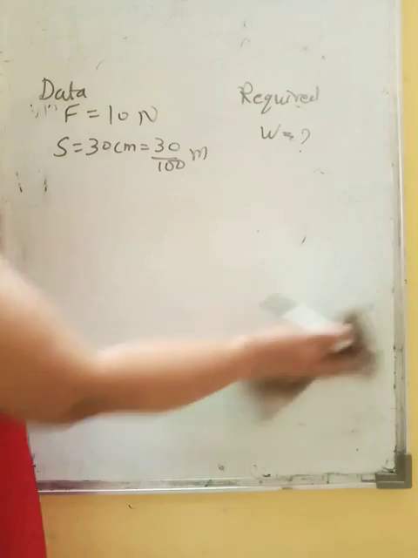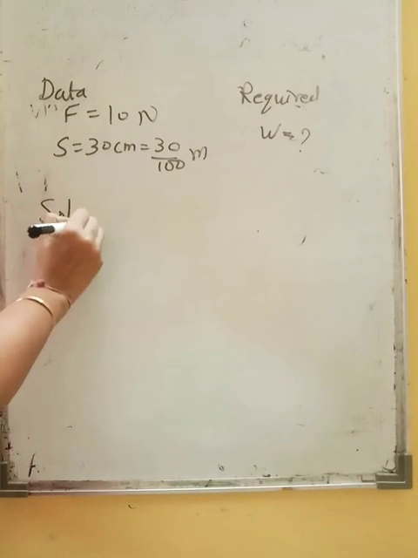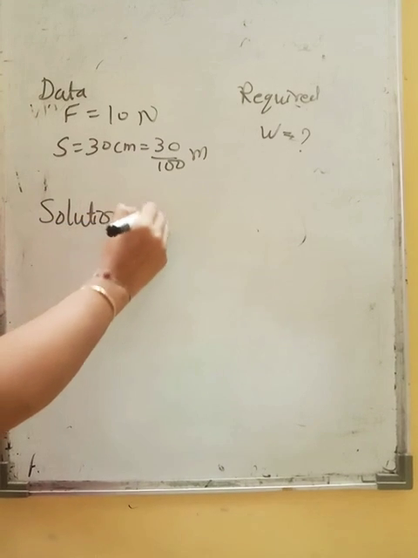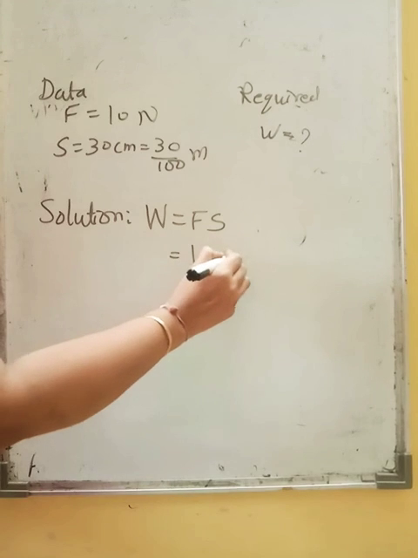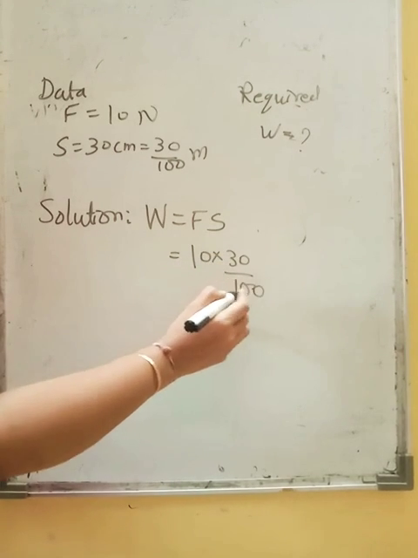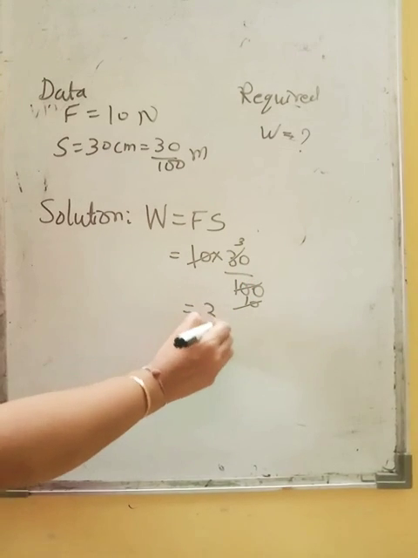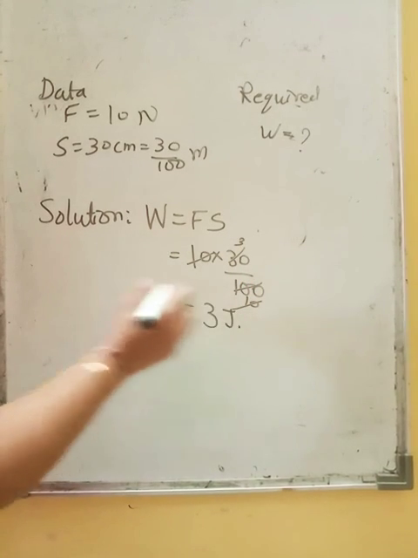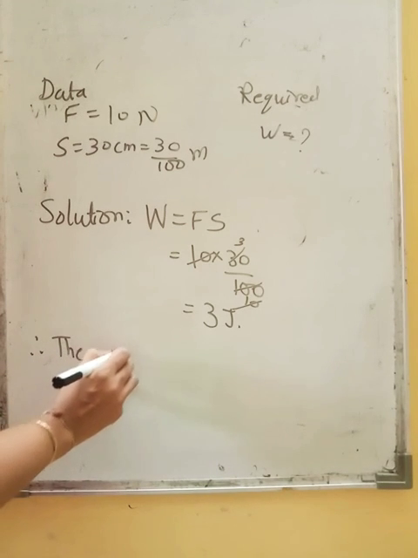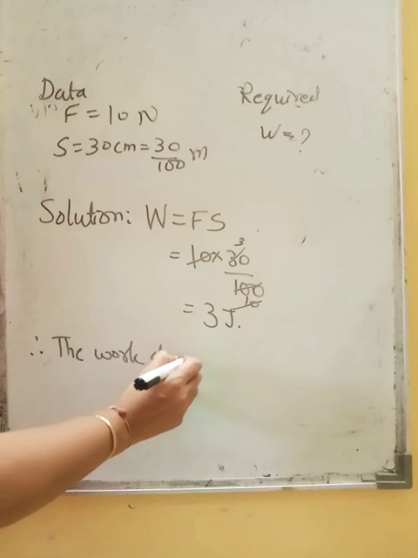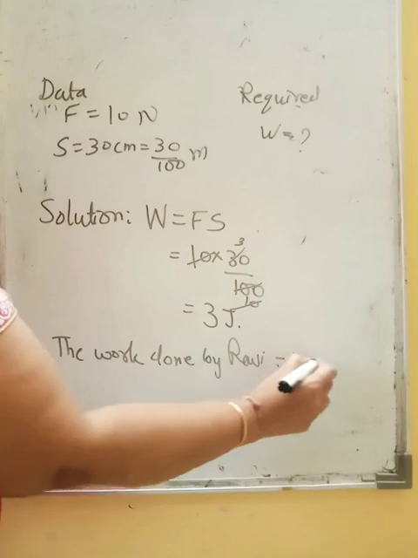So we will have solution. W is equal to F into S. So that is 10 into 30 upon 100. 10 tens are 10, 10 threes are 30. So answer is 3 joules. That's it. Therefore, the work done by Ravi is 3 joules.